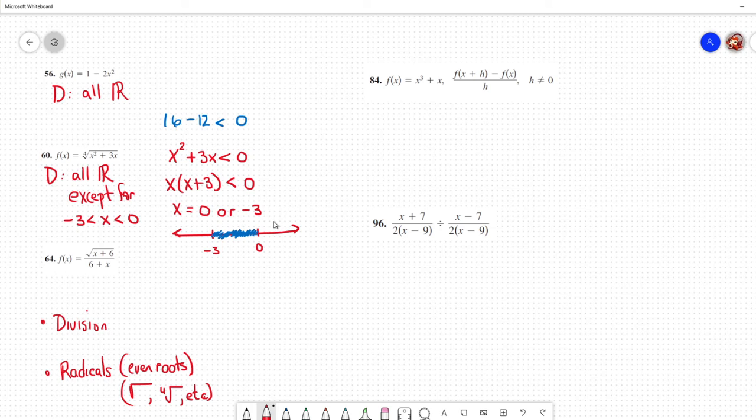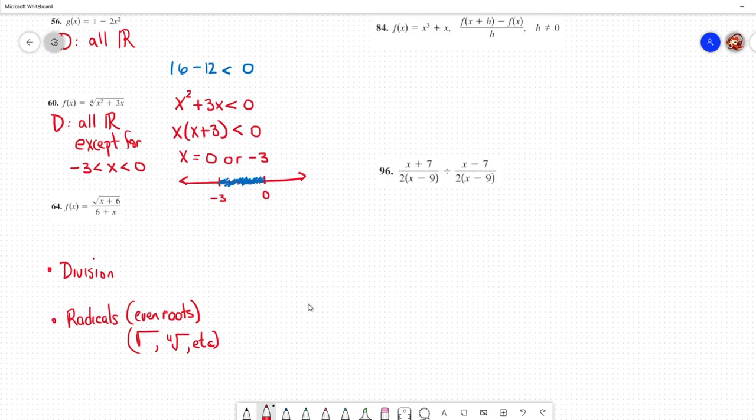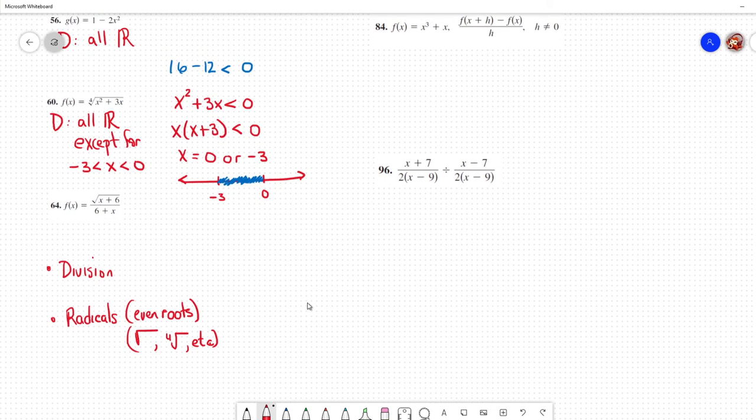Now 64 is actually the more complicated one because both things are happening. So first, there is division happening in the problem. Okay, so I got to deal with that first.